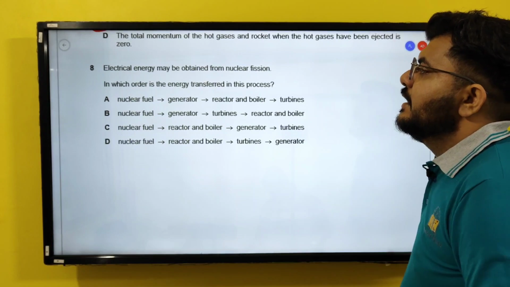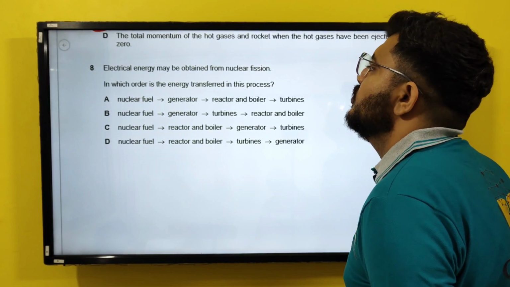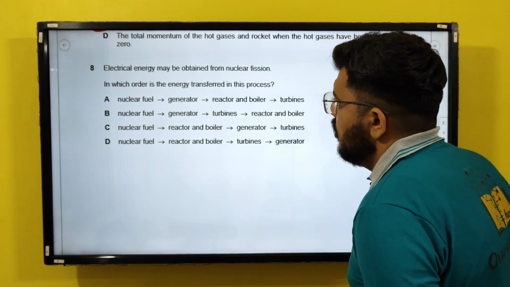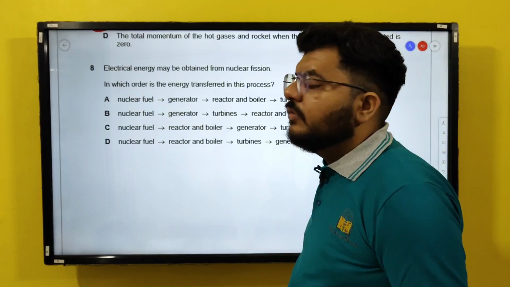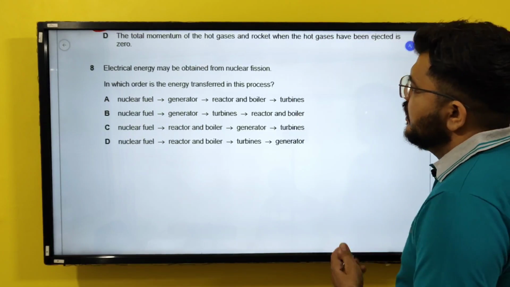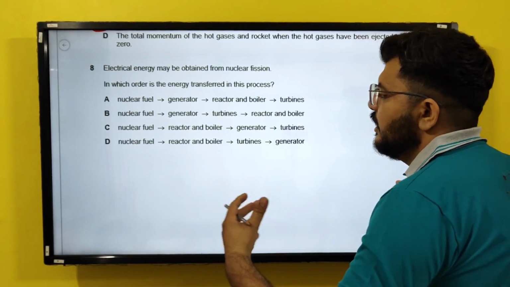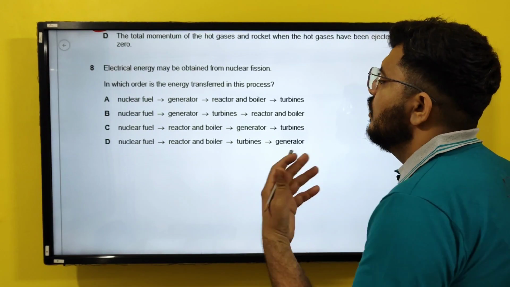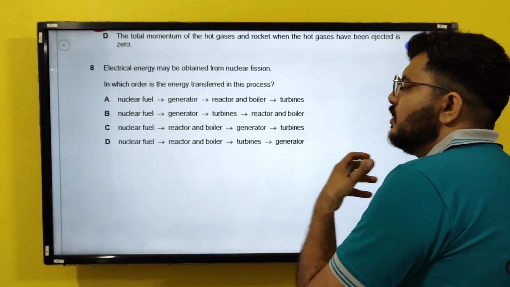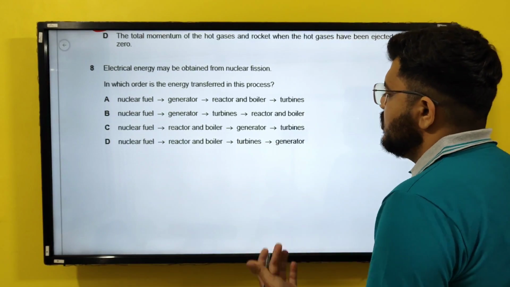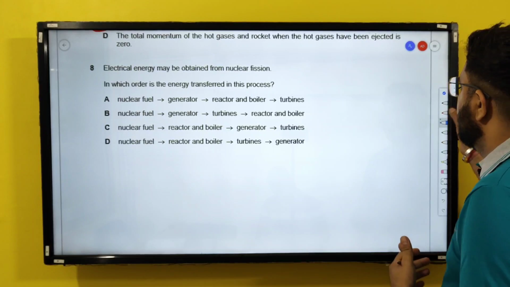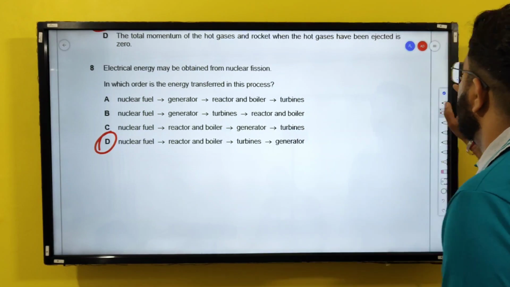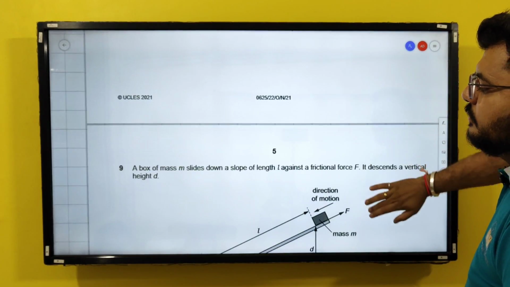Question number 8. Electrical energy may be obtained from nuclear fission. In which order is the energy transferred in this process? First, the nuclear fuel will be put in the reactor and it will disintegrate because it's fission, right? It will decay, and the heat energy out of this is used to boil water. This boiled water turns the turbine because it has kinetic energy, and the turbine turns the generator which produces electricity. So your answer is option D. Next question.